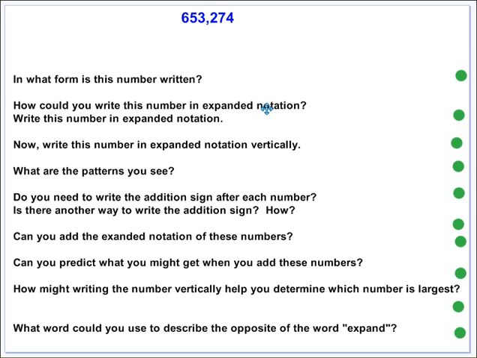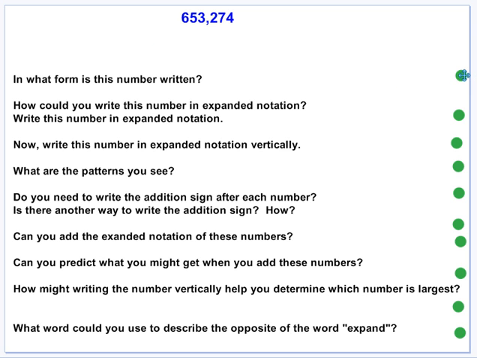So starting in this video, we start off with the number 653,274. So what form is this number written? That would be standard form. That's the way we normally see a number written. And so how could you write this number in expanded notation? So think about that for a second, and then write the number in expanded notation.